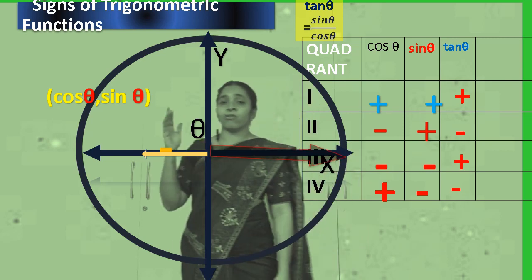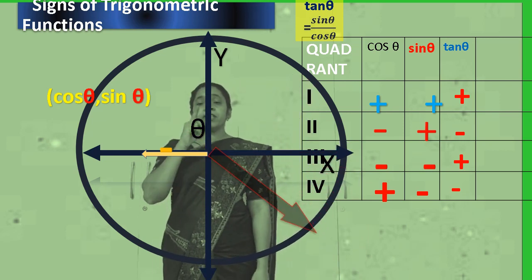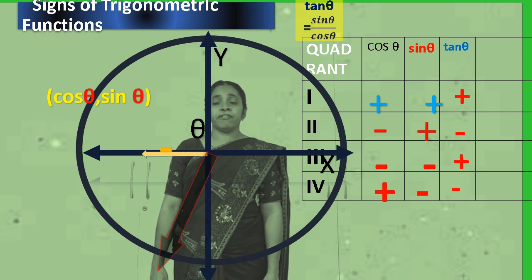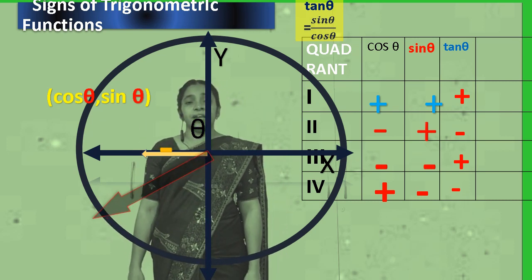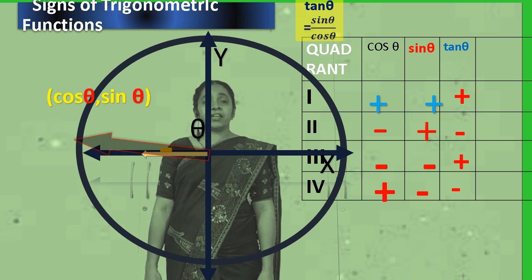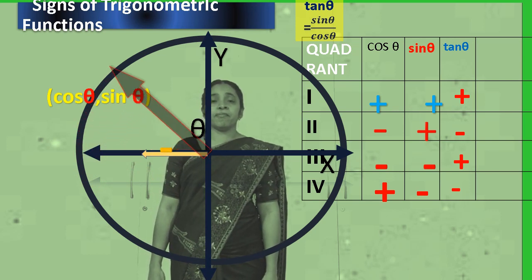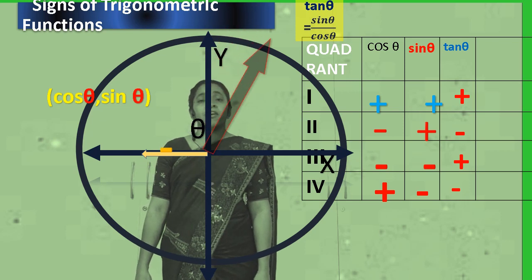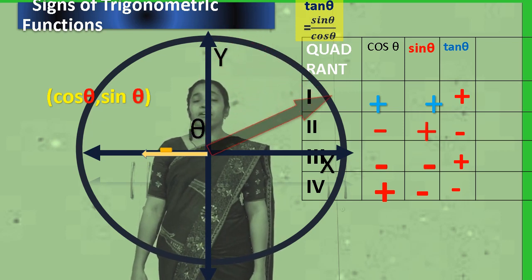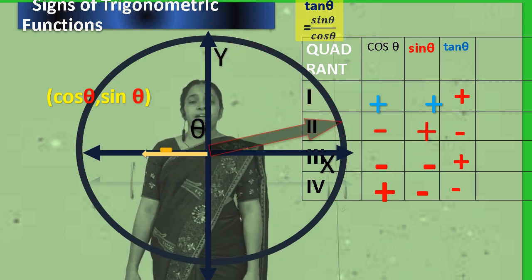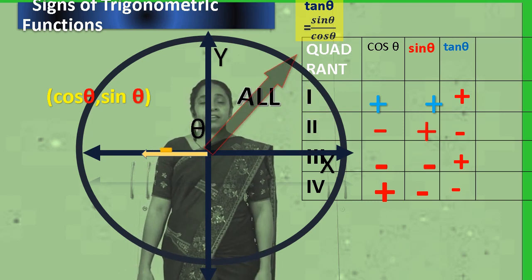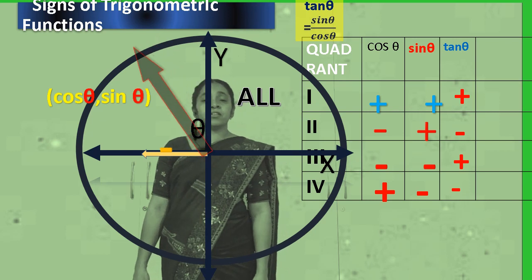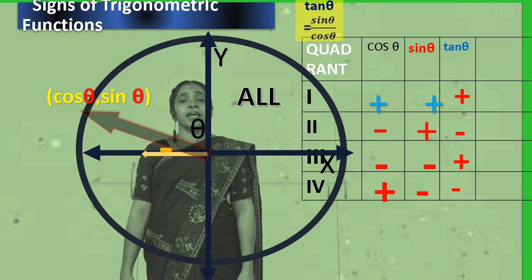Come to these four quadrants. In the first quadrant, all the trigonometric functions are positive. In the second quadrant, sine and its reciprocal function cosec are positive. In the third quadrant, tan and its reciprocal function cot are positive. All the other trigonometric functions are negative. And in the fourth quadrant, cos and its reciprocal function sec are positive. All the other trigonometric functions are negative.